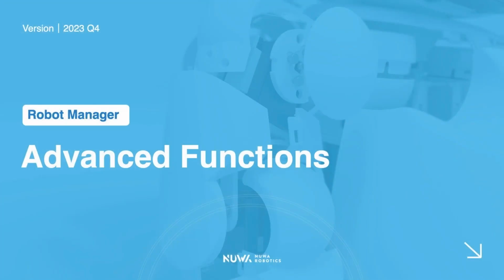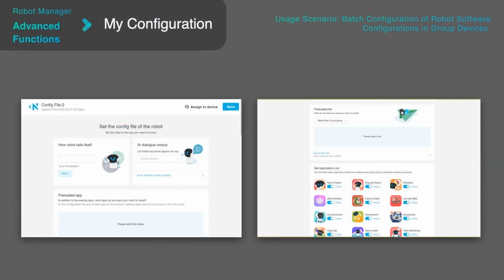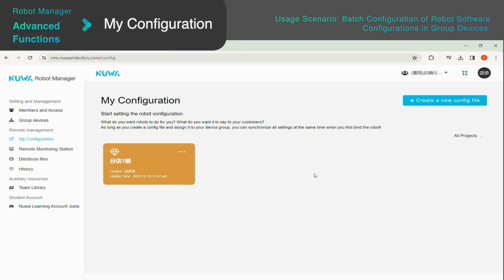Having learned the basic functions, we will now introduce the advanced functions of Robot Manager, setting up configuration files. The configuration file is a combination of software that a robot needs, which includes AI dialog corpus, apps, files, etc. By pre-establishing a configuration file, you can immediately install all settings at the same time as the robot's commercial license is activated. The operation is as follows.